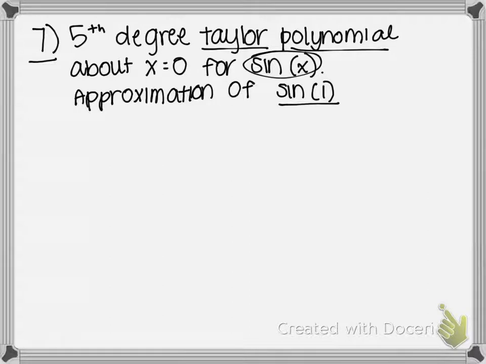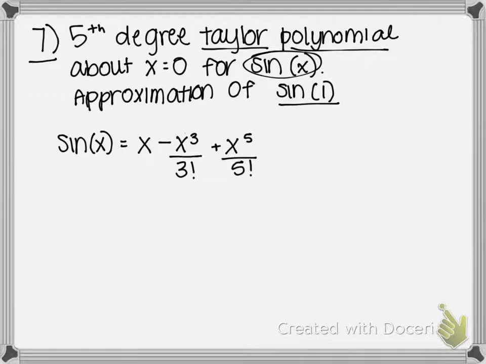And here, we know that sine of x is equal to x minus x cubed over 3 factorial plus x to the 5th over 5 factorial. And there's really no need to write further than that because it's only asking for the 5th degree. So this right here is your 5th degree. And they're asking us for sine of 1.